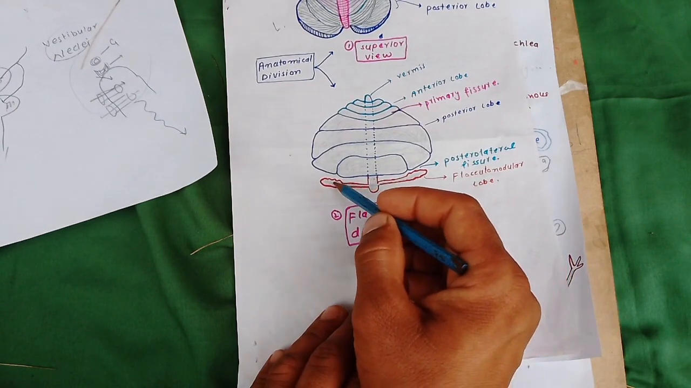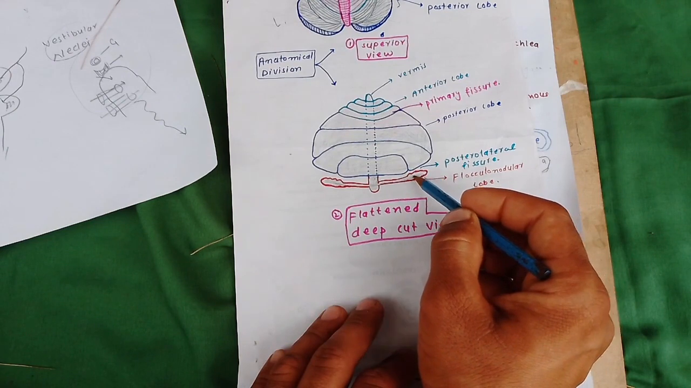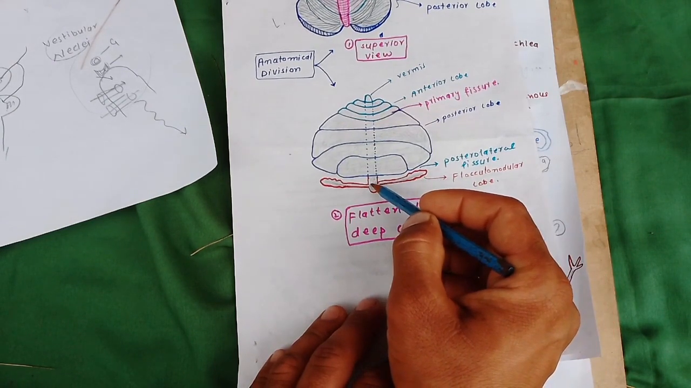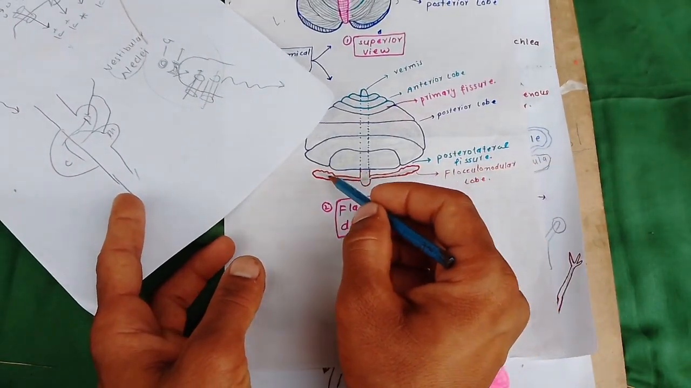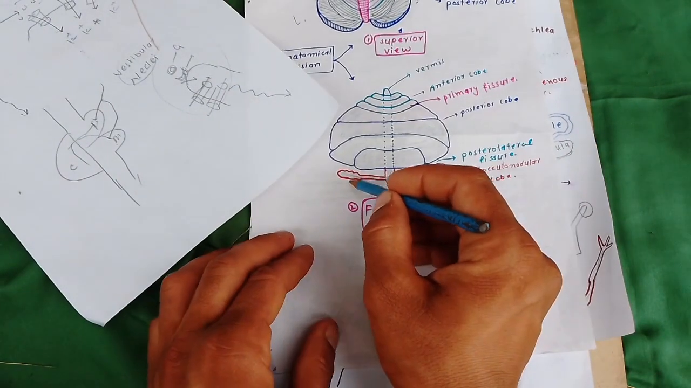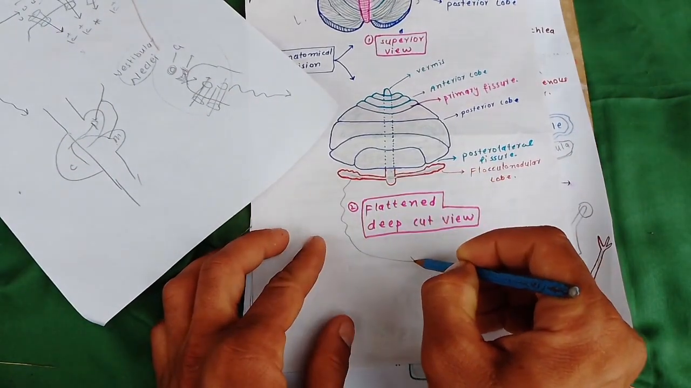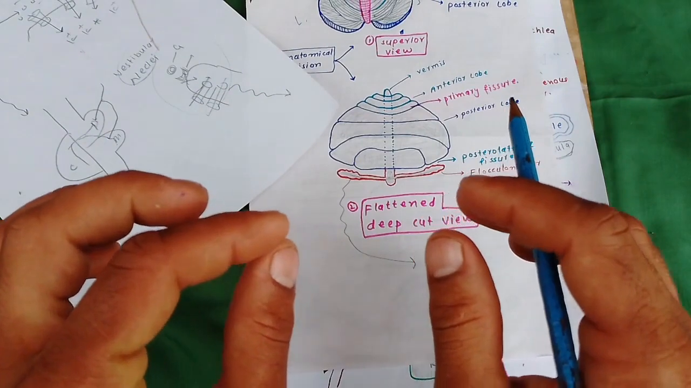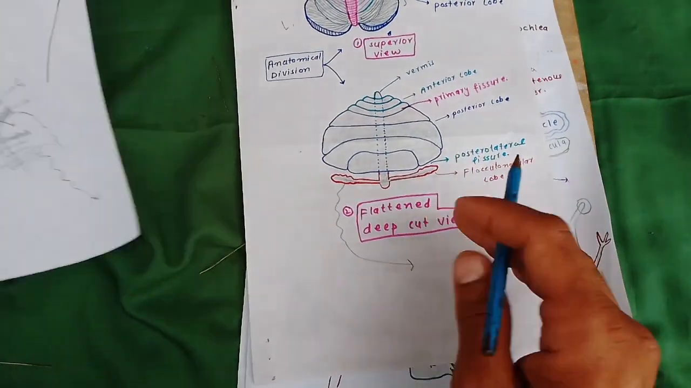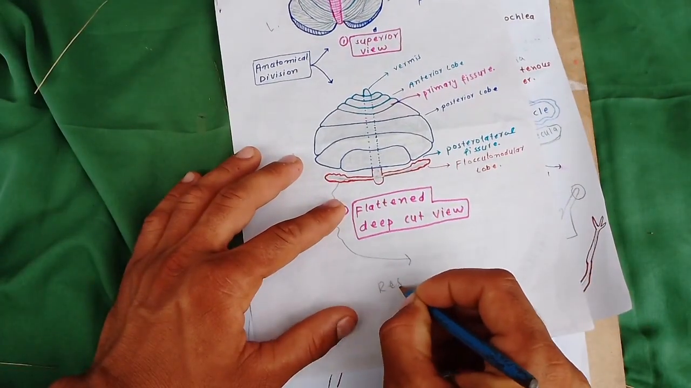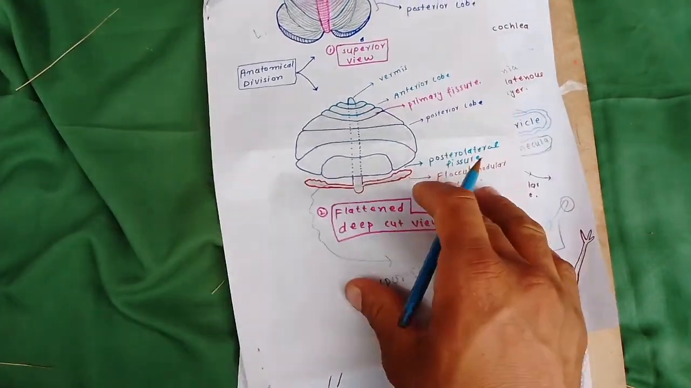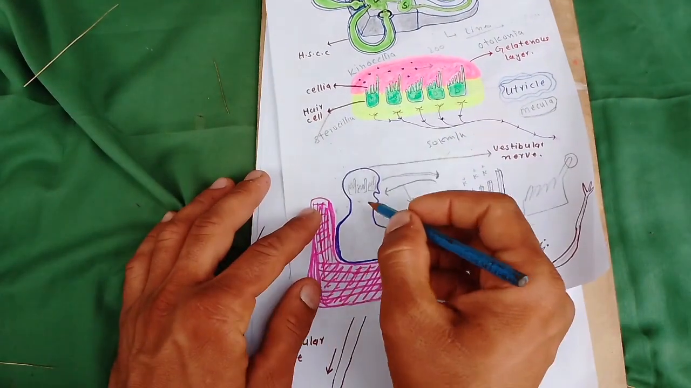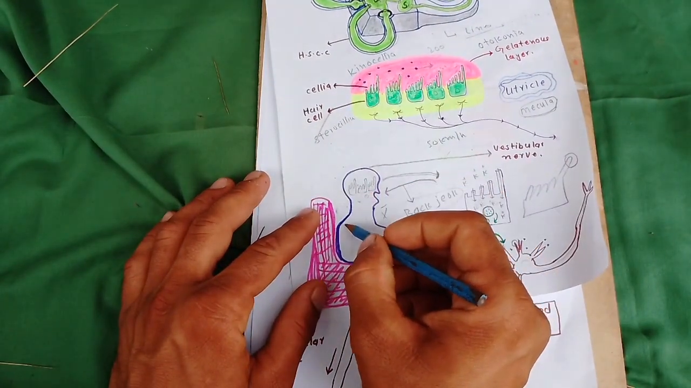This lobe is mainly responsible for maintaining posture and equilibrium. So the message goes to the flocculonodular lobe, and from the flocculonodular lobe a response goes to different body part muscles. This is the response produced in the flocculonodular lobe, and the response reaches here.